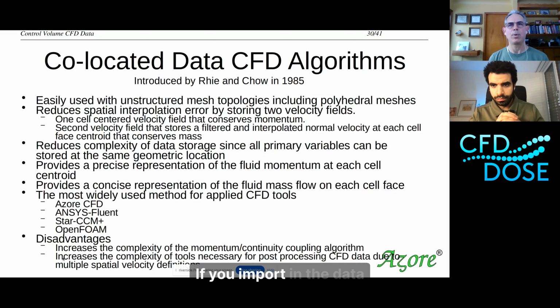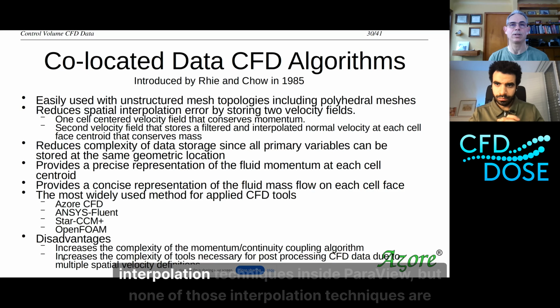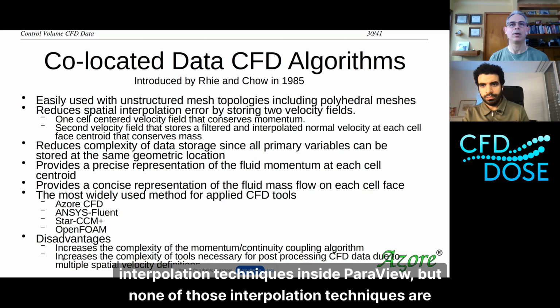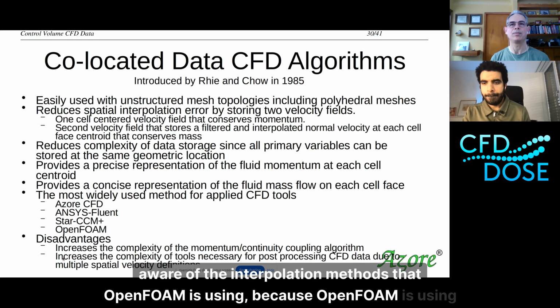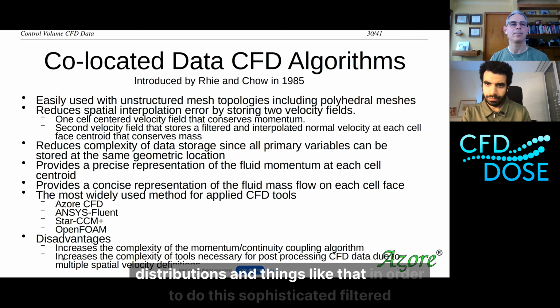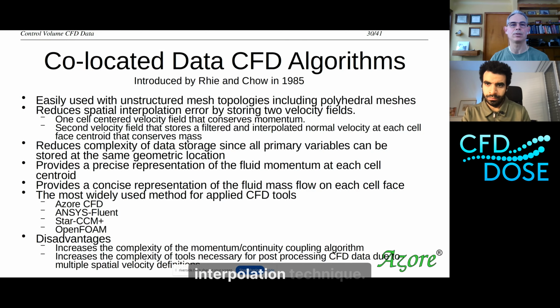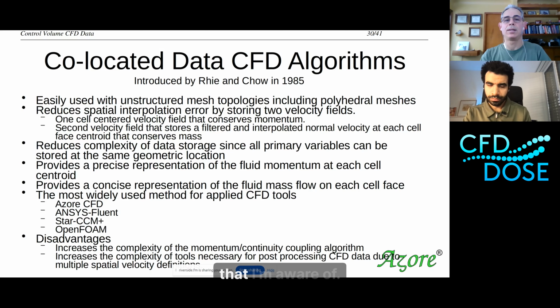If you import the data from OpenFOAM into ParaView, there are a lot of very sophisticated interpolation techniques inside ParaView, but none of those interpolation techniques are aware of the interpolation methods that OpenFOAM is using, because OpenFOAM is using interpolation techniques that are based on the momentum equation solution and pressure distributions and things like that in order to do this sophisticated filtered interpolation technique. And those types of interpolation methods are not available within ParaView that I'm aware of.